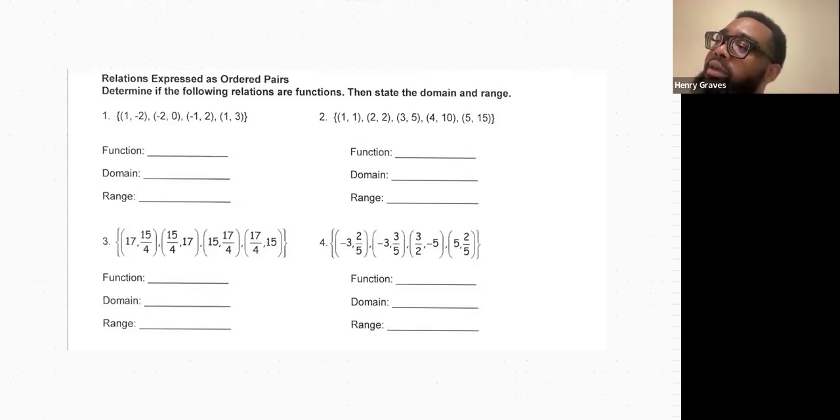So when I say something is a function, I simply mean the inputs, which are the x values.